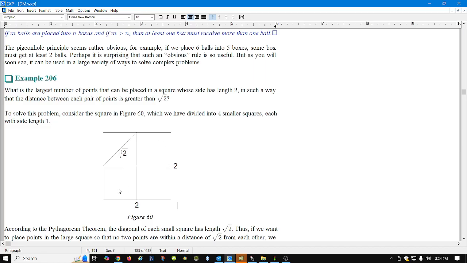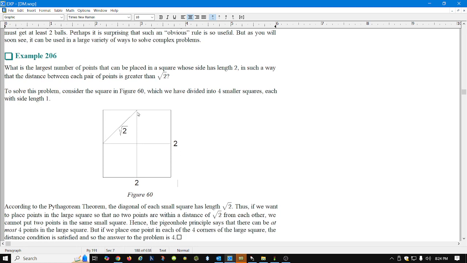Well, here is a square whose side length is 2, and I've divided it into 4 equal squares, side length 1. According to the Pythagorean theorem, then, the diagonals of these little squares have length square root of 2. Therefore, we cannot place 2 points within the same square. In other words, we can place at most 1 point in each square. That's 4 points. Okay. If we had 5 points and 4 squares, the pigeonhole principle would tell us one of the squares will have to get at least 2 points.